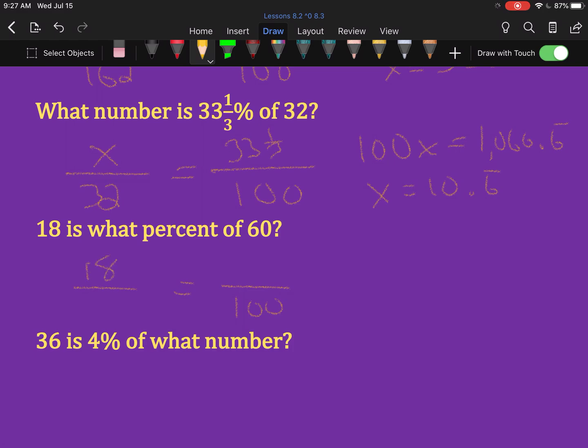18 is what percent of 60? Is over of equals percent over 100. Cross multiply. So 60x equals 1800. And 1800 divided by 60. X is 30%.